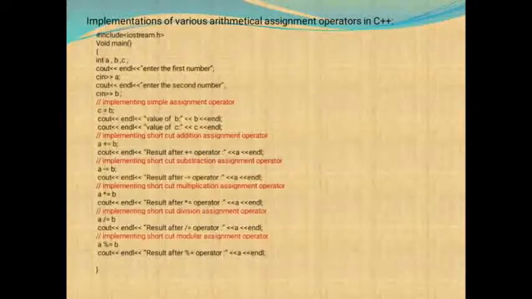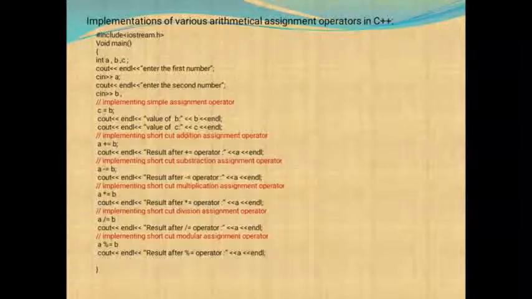To understand it very clearly, let's understand it by implementation of various arithmetical assignment operators in a program. So as shown, the code, that is hash include iostream.h, the preprocessor directive, includes the iostream header file in your program. Starting with the main function, you are declaring 3 variables A, B, and C.